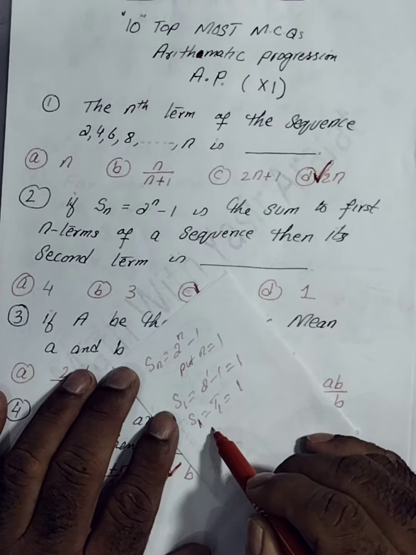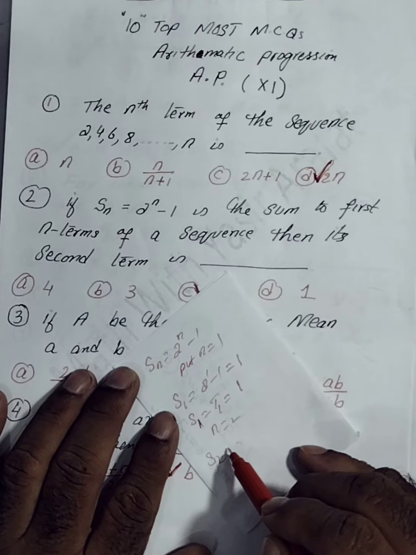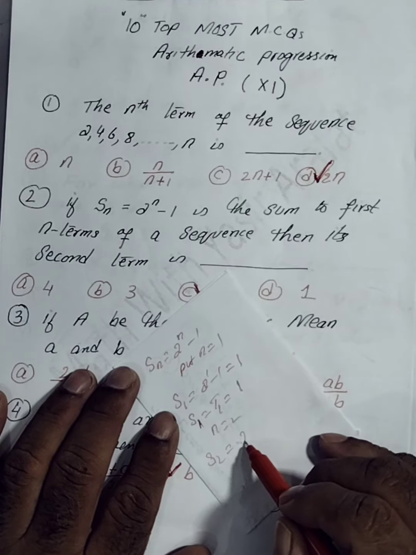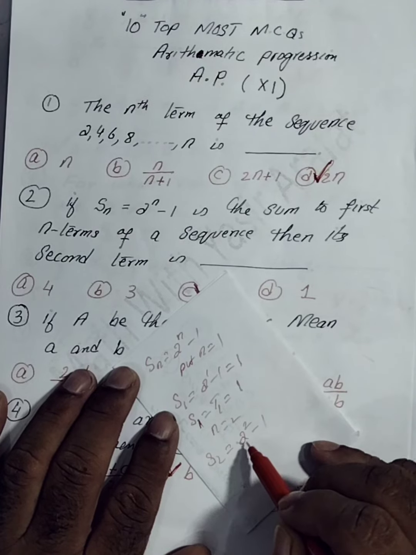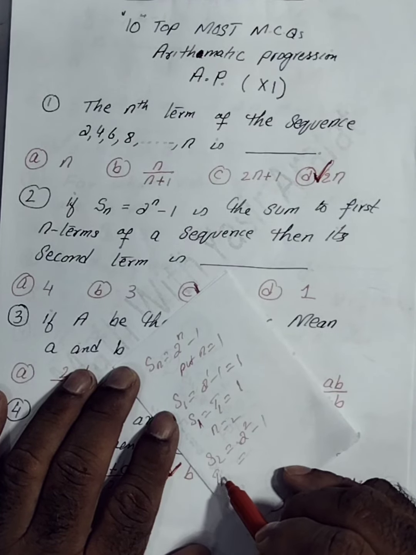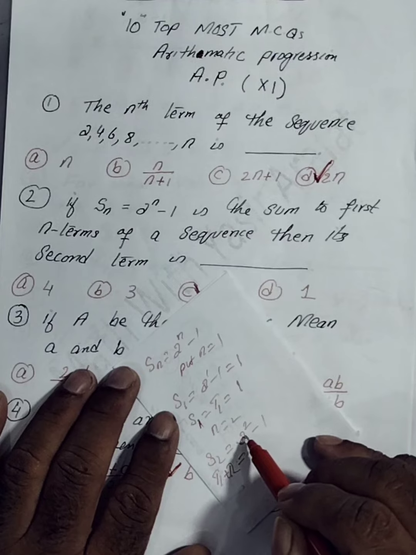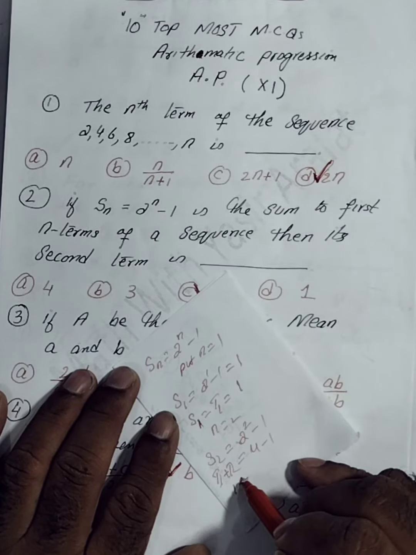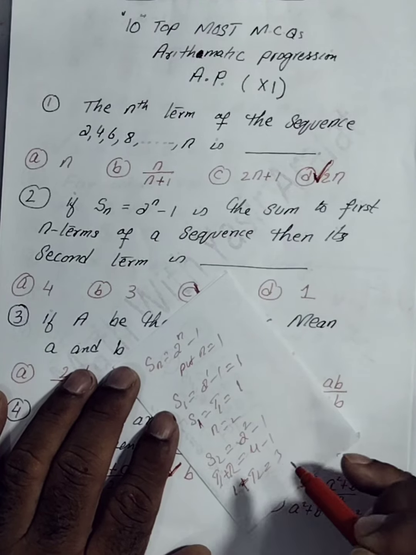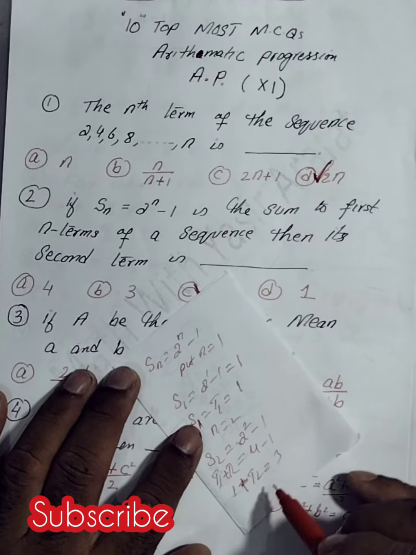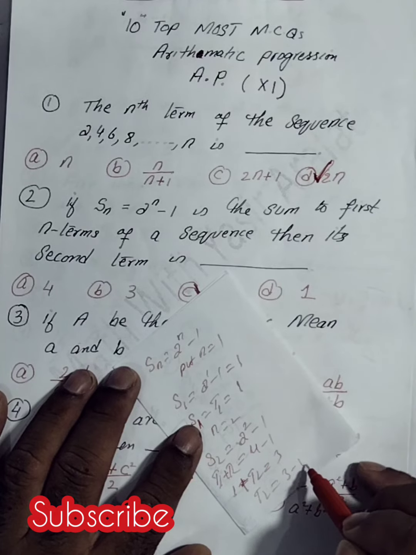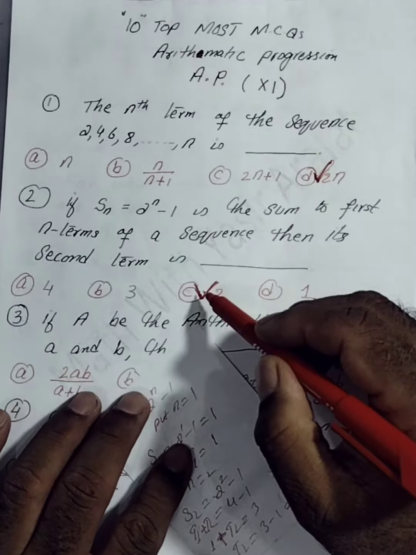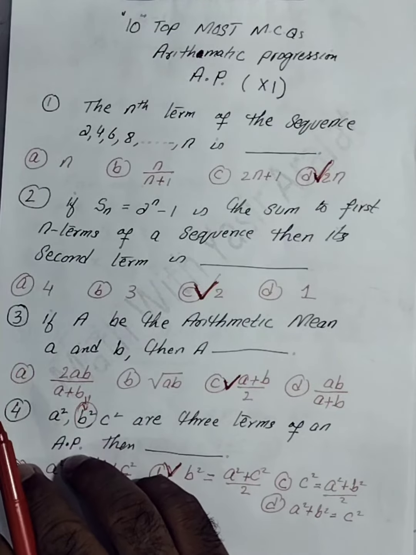Now we have to put n equals 2. So this is S2, that is 2 to the power 2 minus 1. 2 twos are 4, S2 means T1 plus T2, 4 minus 1. T1 is 1, so T1 plus T2 equals 3, plus 1. We have to shift this, so the value is 3 minus 1, that is 2. So the C option is correct for this MCQ.